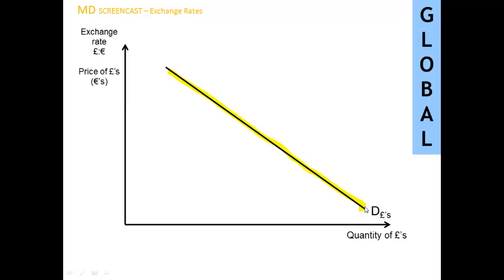If the euro price of pounds increases, there would be a contraction of demand for pounds. Fewer pounds would be demanded at the higher euro price.